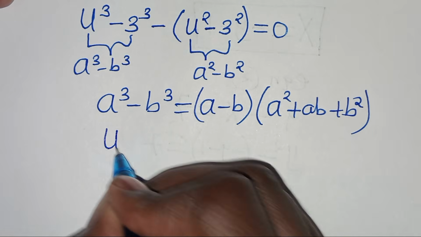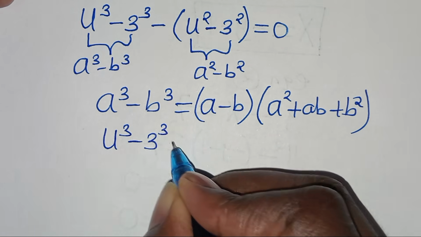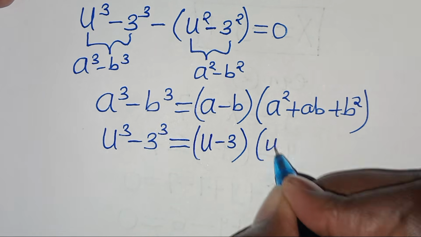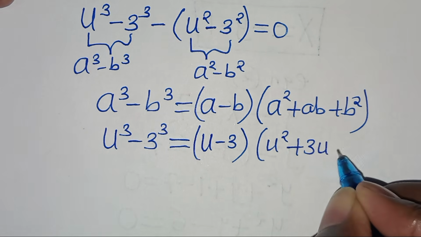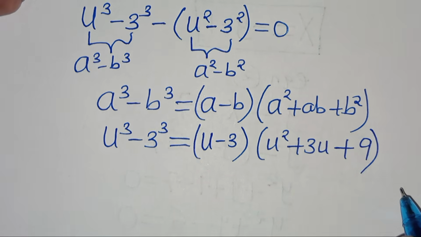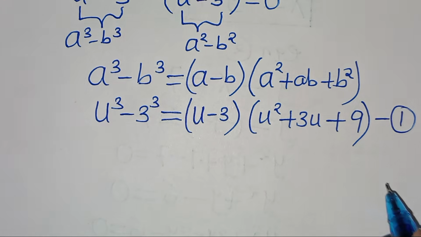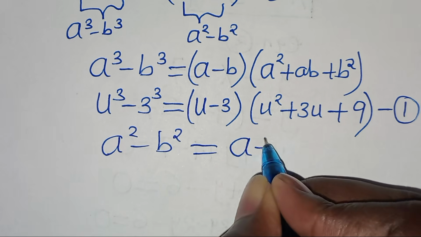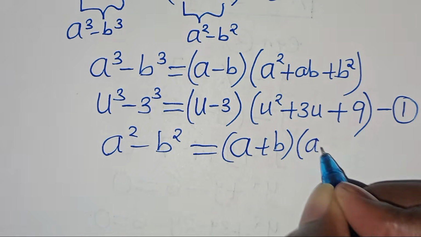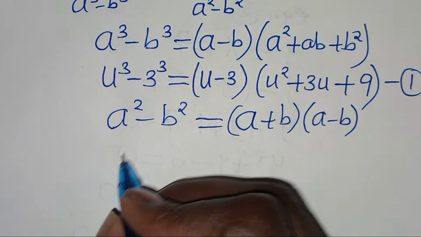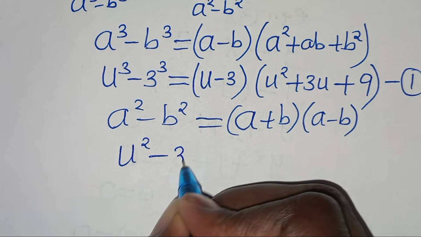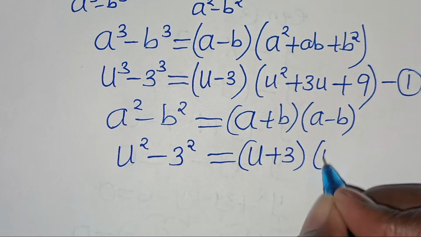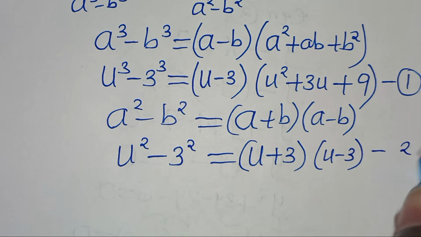Now, u to the power of 3 minus 3 to the power of 3 can be expressed as u minus 3, u squared plus 3u, then plus 3 squared, which is equal to 9. Let's call this part 1. And then we have a squared minus b squared. This can be expressed as a plus b multiplied by a minus b. So this means that u squared minus 3 squared is equal to u plus 3 multiplied by u minus 3. Let's call this part 2.